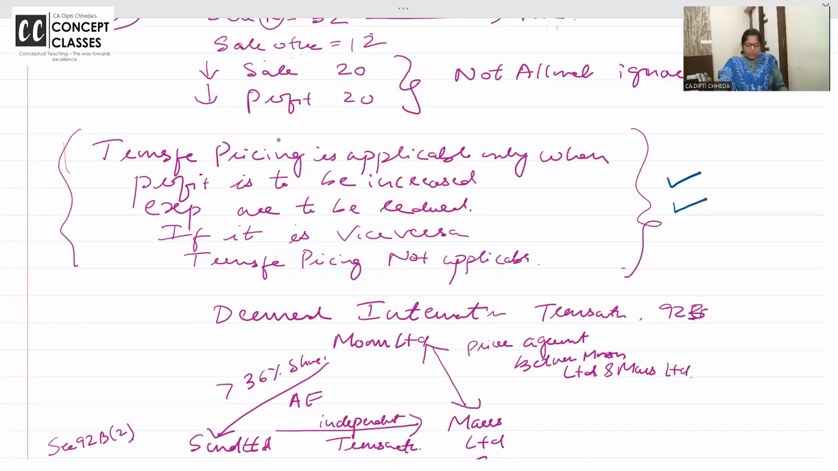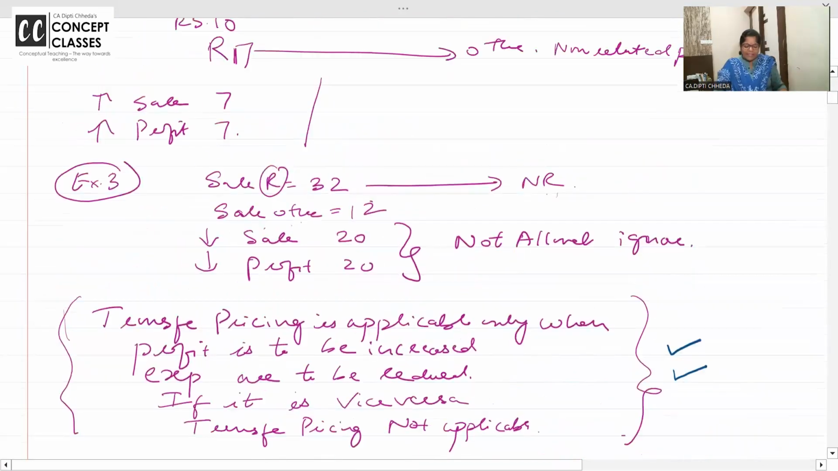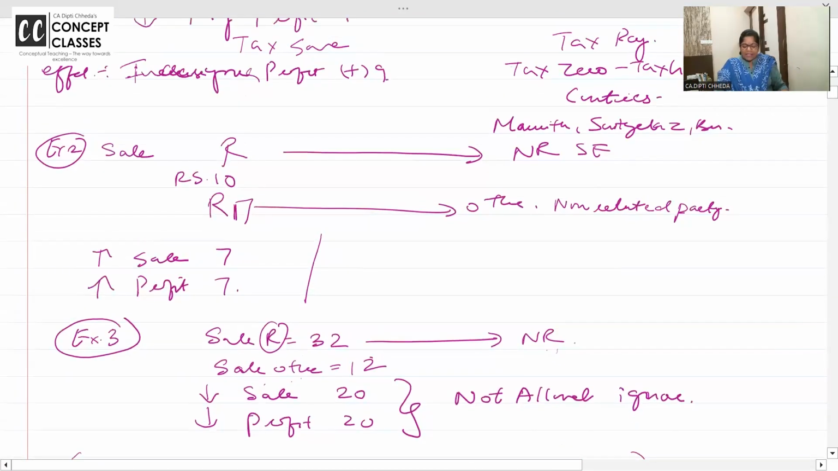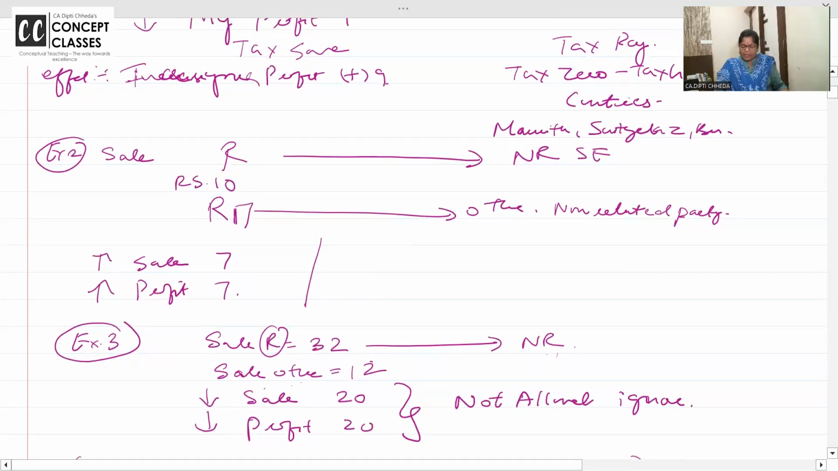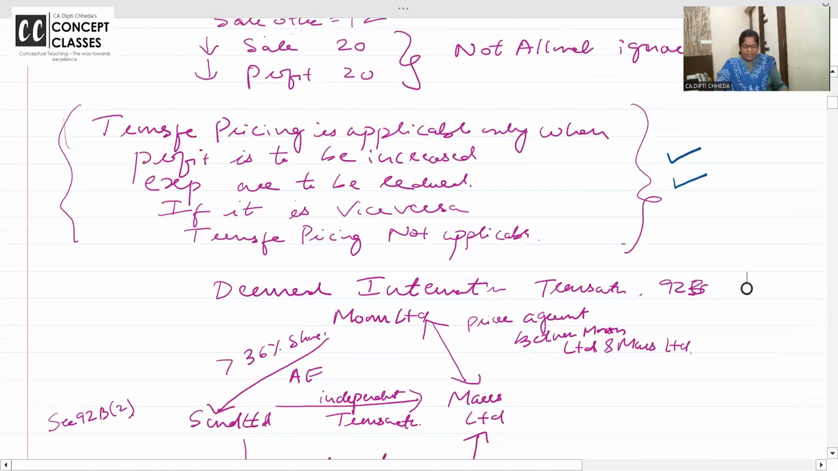Suppose I have sold to my sister concern at 130 and to others at 80. Chalo, apply arm's length price. Reduce this sale also to 80. If sales is reduced, income is reduced, profit is reduced, tax is reduced. Will you apply arm's length price now? So transfer pricing, this whole chapter is lopsided. It says that if it is the reverse way, then don't apply transfer pricing.